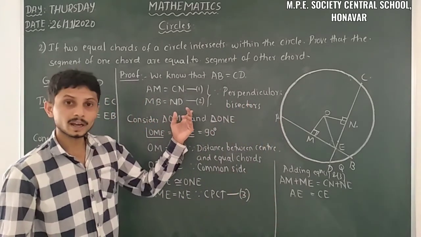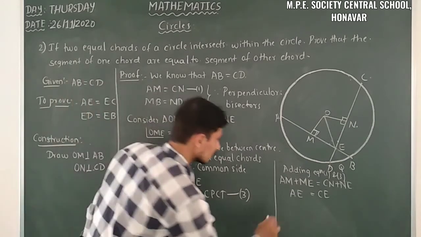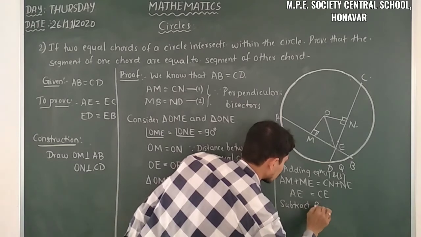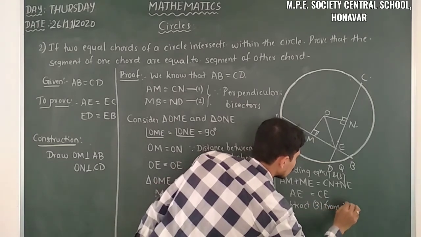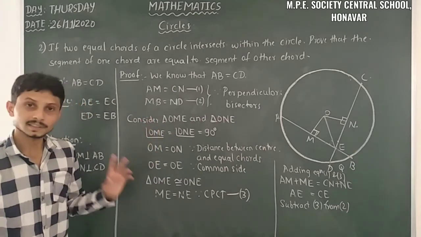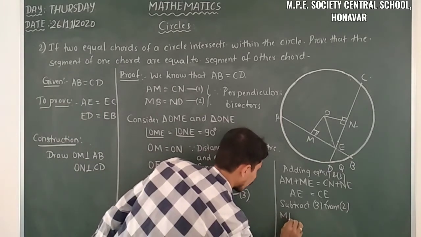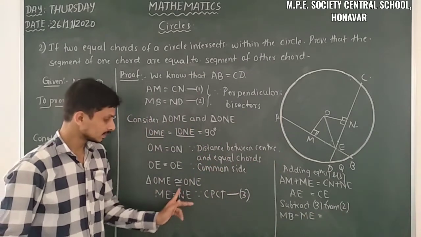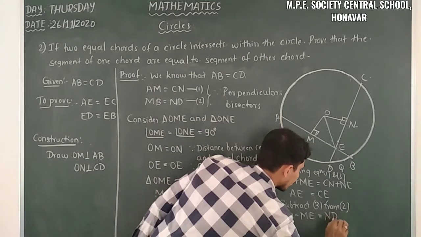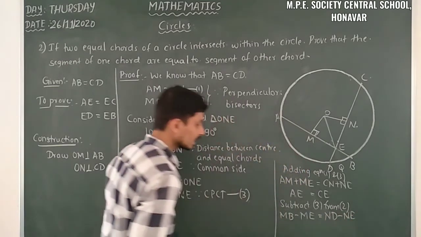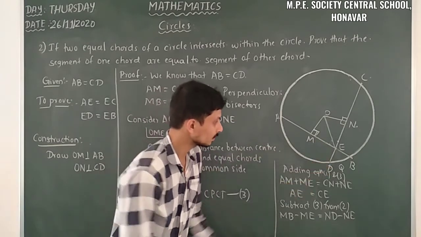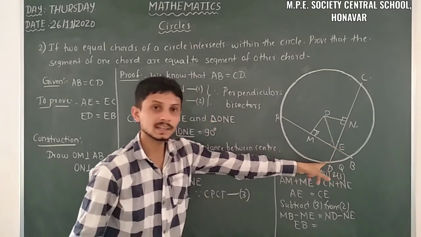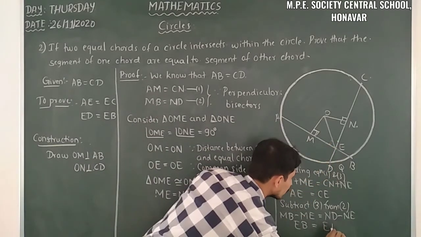Then after that we have to subtract equation 3 from equation 2. Then here MB minus ME is equal to ND minus NE. So here MB minus ME means we get EB, and ND minus NE means here we have ED.